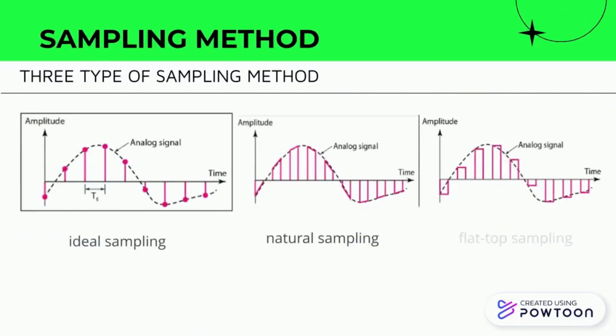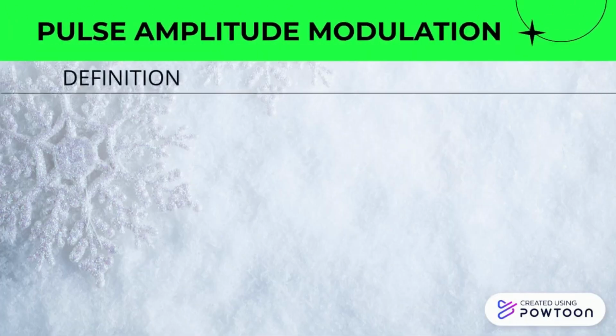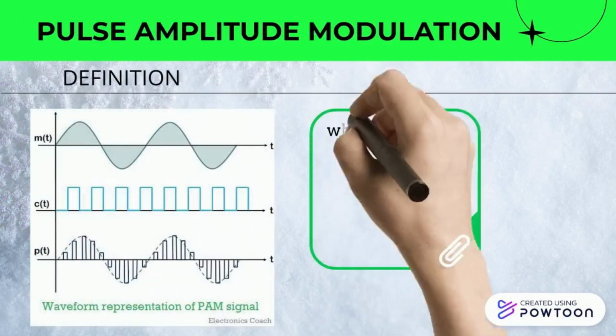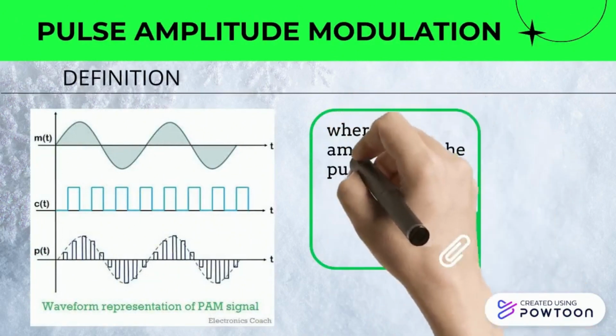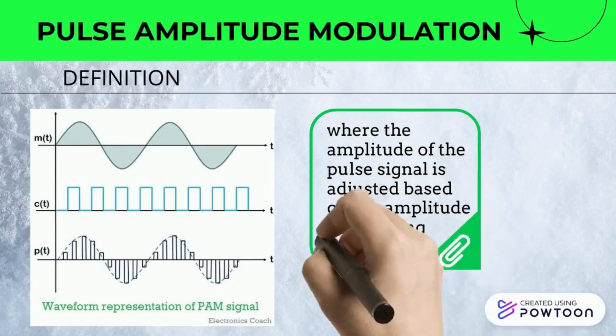In practice, it is harder to get ideal sampling. By using ideal and natural, error can be eliminated, but for flat top, it is not the case. For pulse amplitude modulation, the amplitude of the pulse signal, which is PT, is adjusted based on the amplitude of the modulating signal, which is MT.